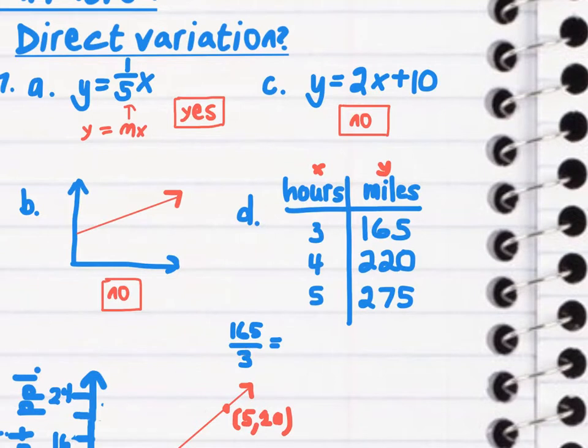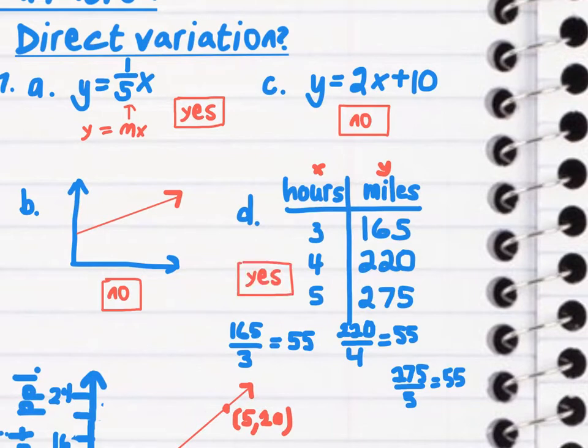So we put 165 over 3, and that equals 55. And then you would do the same thing for the next two pairs to make sure that it has the same constant rate of change. So 220 over 4, that's going to also equal 55. And then for the last one, 275 over 5, when you divide those, that would also equal 55. So then that would mean that this table shows a direct variation. We're going to write yes, and then box your answer.